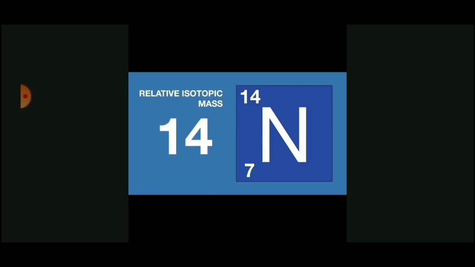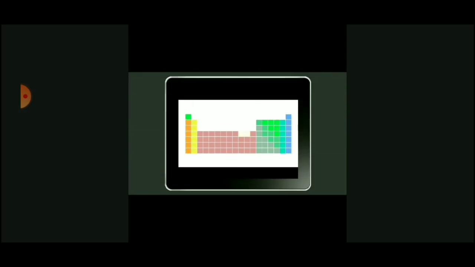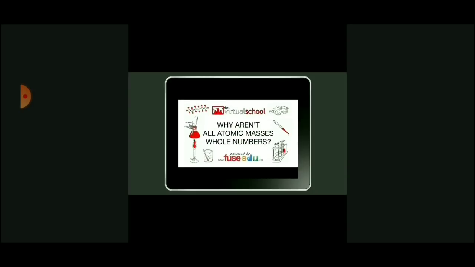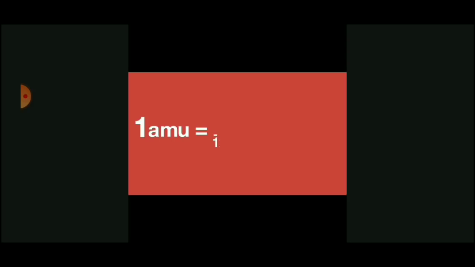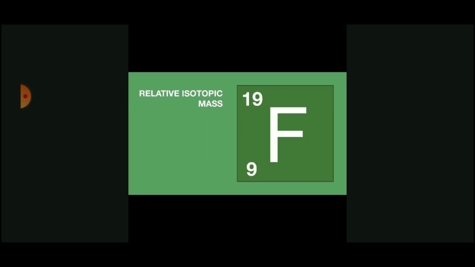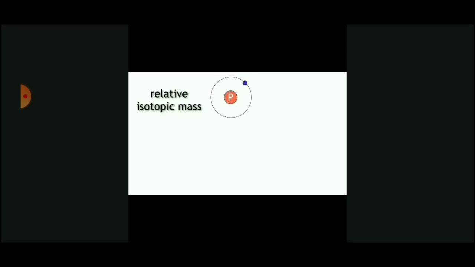Now look at the periodic table. We have selected two elements, nickel and copper. Their atomic masses are given in decimals. Why are not all atomic masses whole numbers? Interesting question. We should think of it. Remember, one atomic mass unit is equal to 1 by 12 of the mass of a carbon-12 atom. Let us see some more examples to learn more about relative isotopic masses.